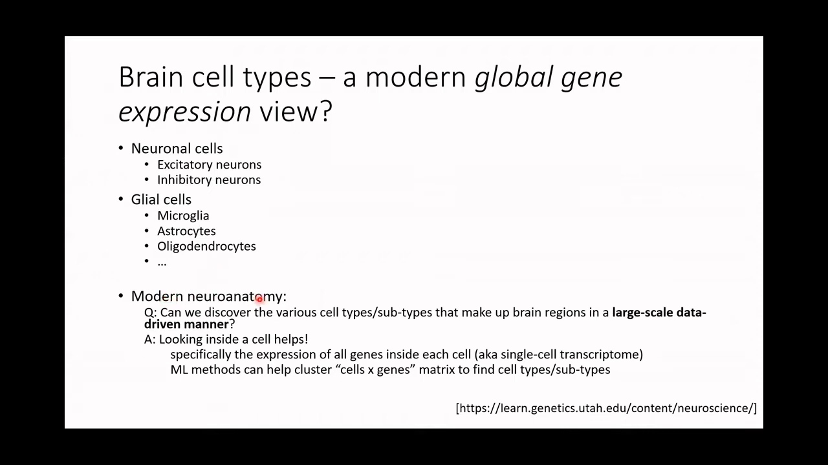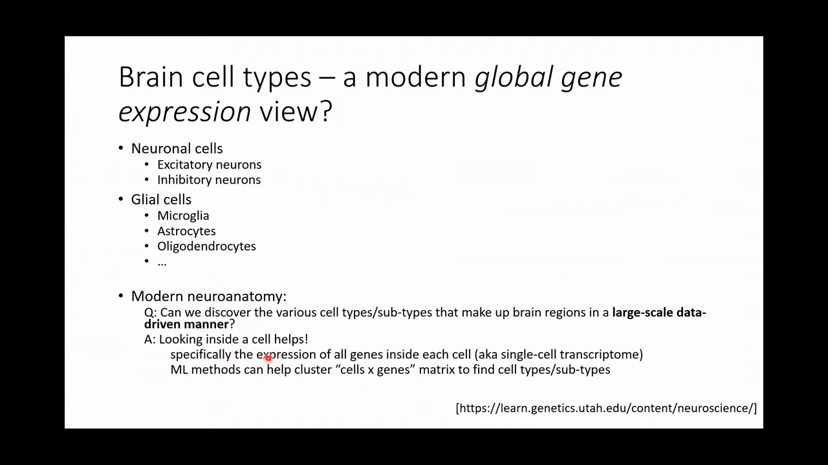Okay, that is what modern neuroanatomy does. It tries to see if we can revolutionize how we identify cell types and subtypes that make up brain regions in a large scale data driven manner. Okay, that is the goal of how modern neuroanatomy has evolved to identify cell types and cell subtypes. And then how do you do that? The answer is to look inside a cell. So the question is, can we discover these different cell types in a data driven fashion?